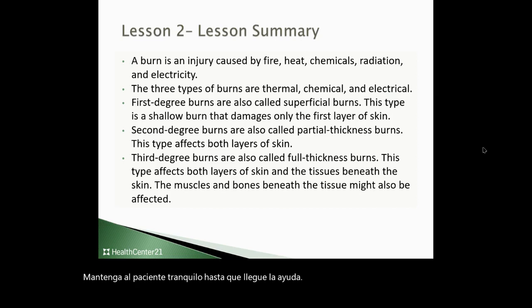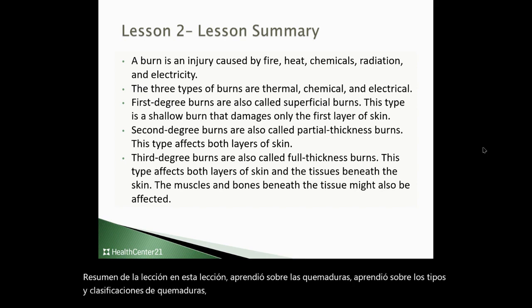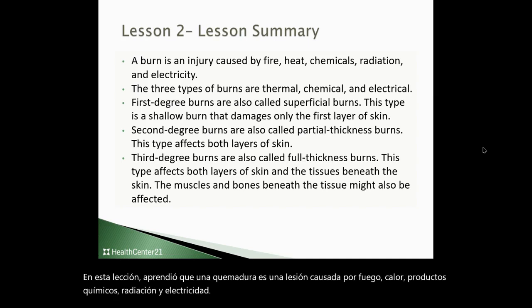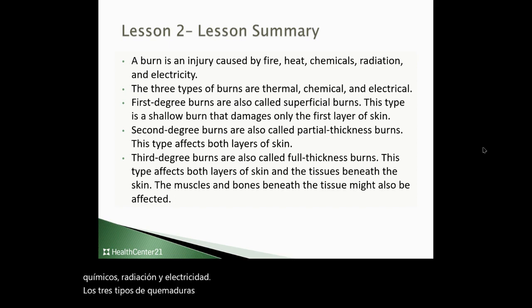Lesson summary. In this lesson, you learned about burns. You learned about types and classifications of burns. And you learned the treatment for several types of burns. In this lesson, you learned that a burn is an injury caused by fire, heat, chemicals, radiation, and electricity. The three types of burns are thermal, chemical, and electrical.